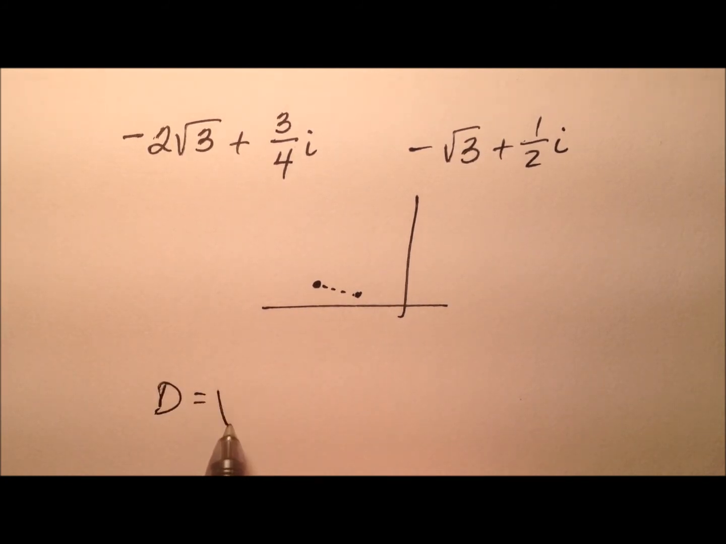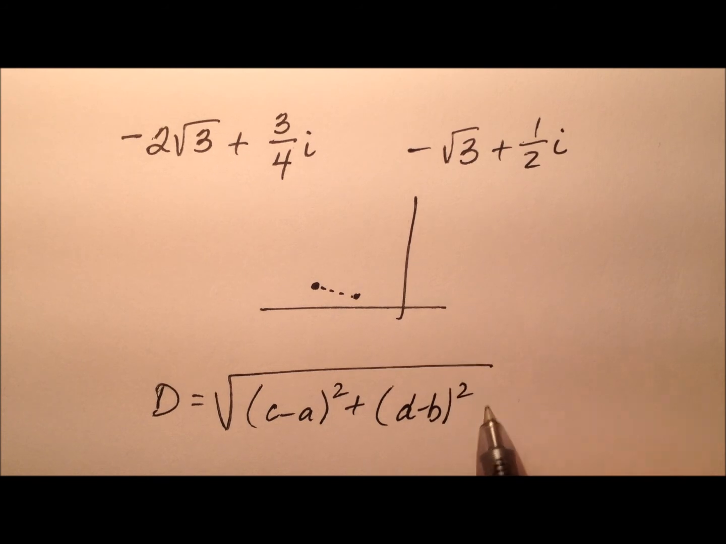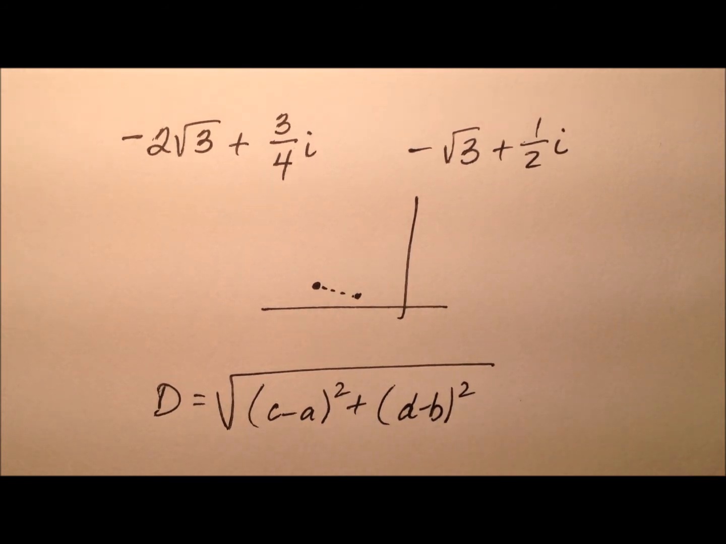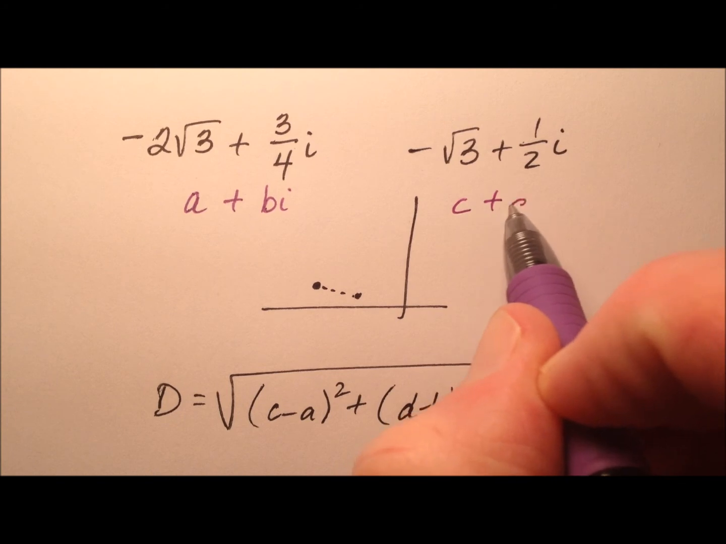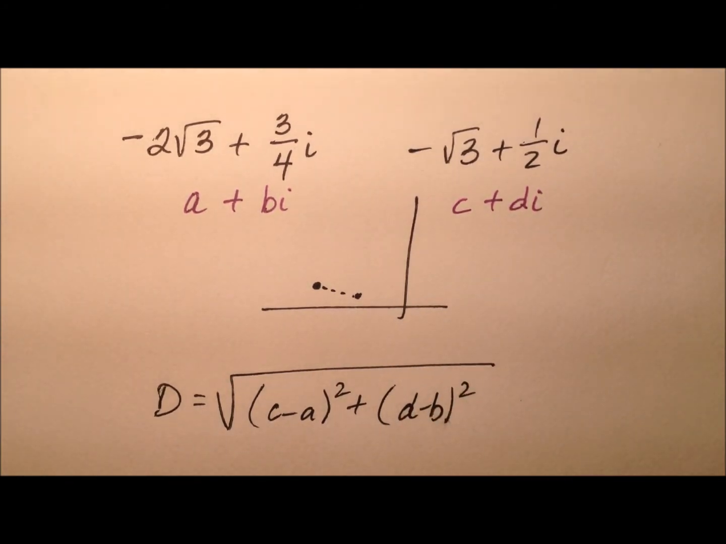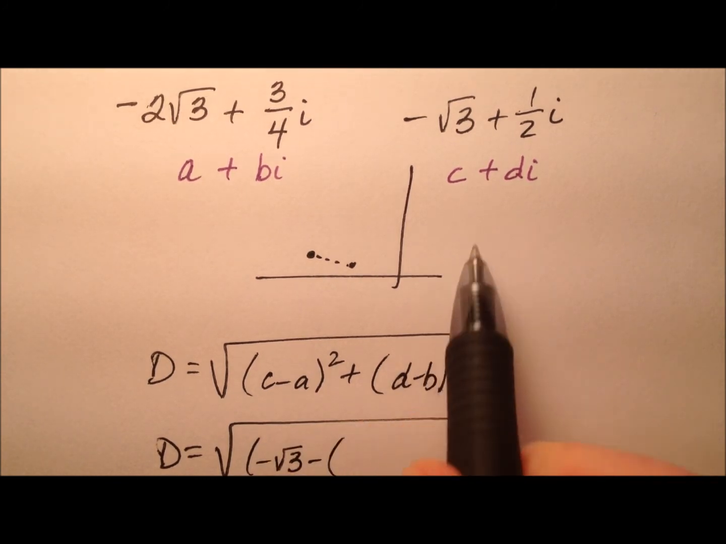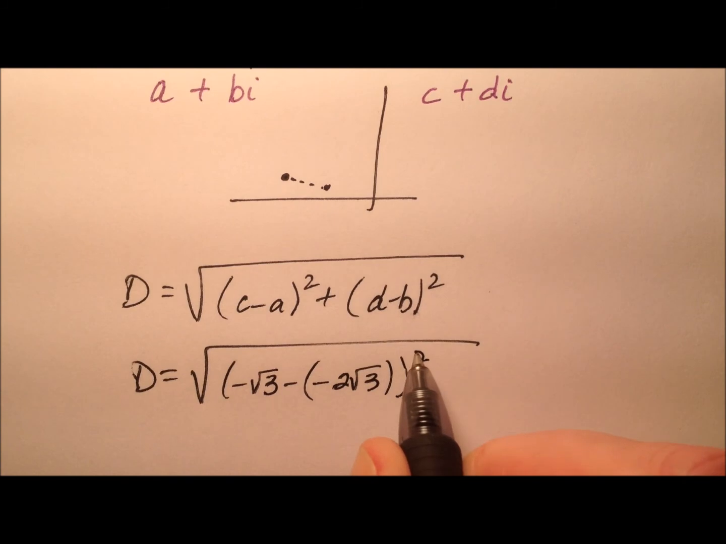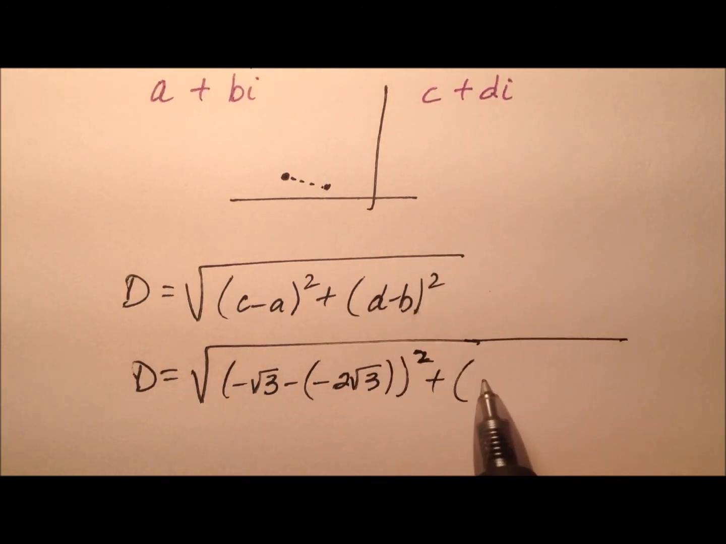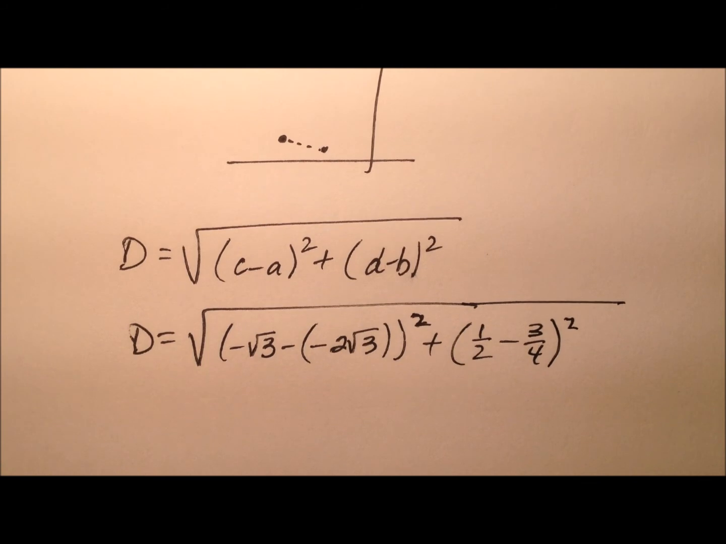So my distance formula for these complex numbers is going to be c minus a quantity squared, and then d minus b quantity squared, and we'll do the square root of all of that. So what's this abcd business? Well, remember we have this one in a plus bi, and this one we can write in c plus di, because they're both complex numbers in standard form. So we can go ahead and grab these values now. c is negative square root of 3 minus a, which is a negative 2 times the square root of 3. All that's going to be squared. Plus d, which is 1/2, minus b, which is 3/4, and all that's going to be squared.